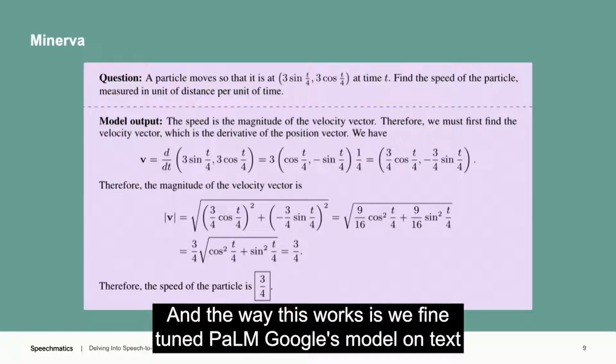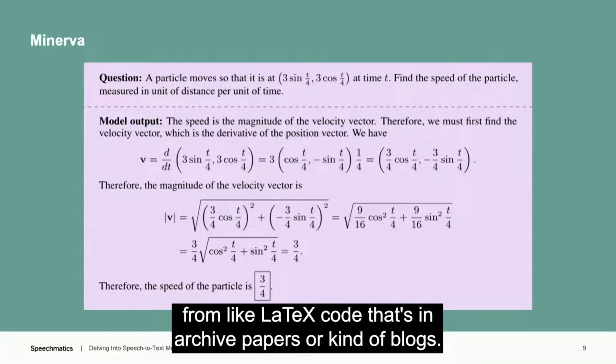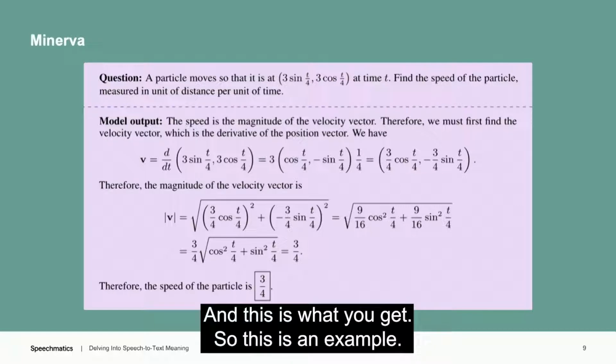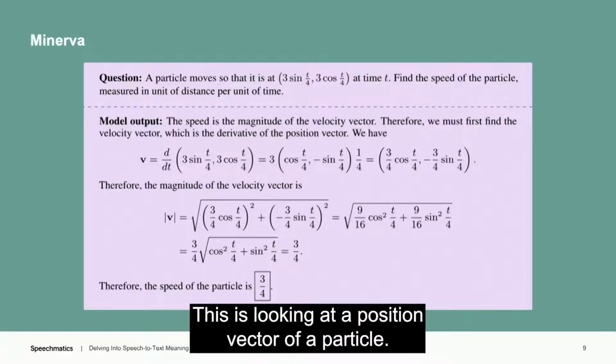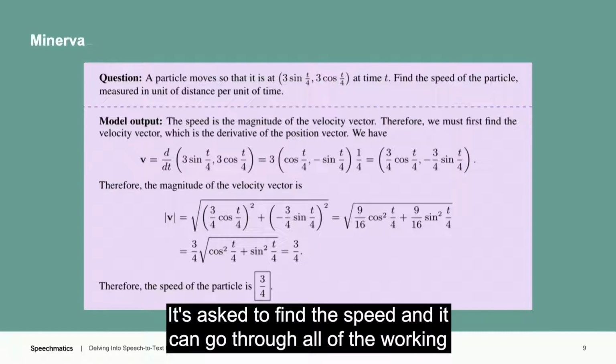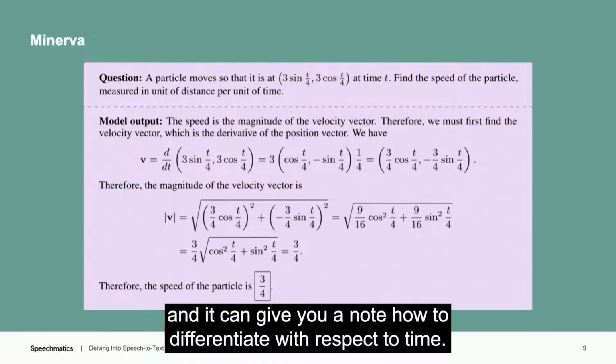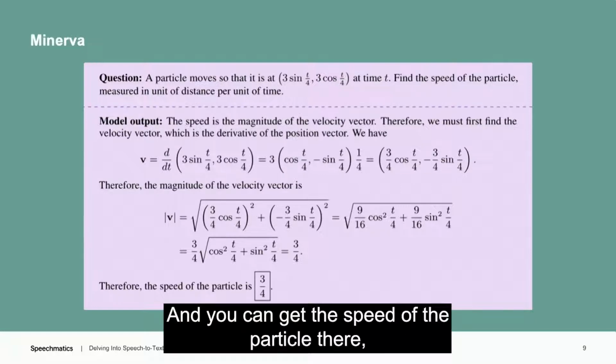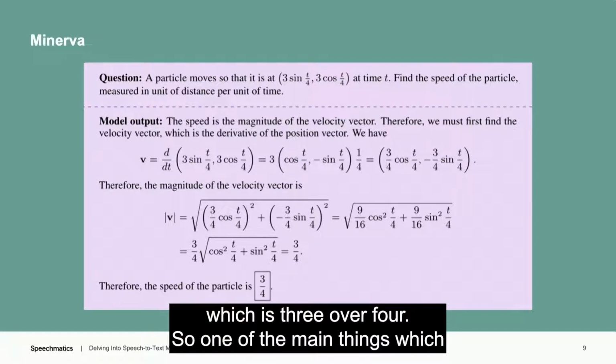And the way this works is they fine-tuned Palm, Google's model, on text like LaTeX code that's in arXiv papers or blogs. And this is what you get. This is an example looking at a position vector of a particle. It's asked to find the speed, and it can go through all of the working, and it knows how to differentiate with respect to time, and you can get the speed of the particle there, which is 3/4.